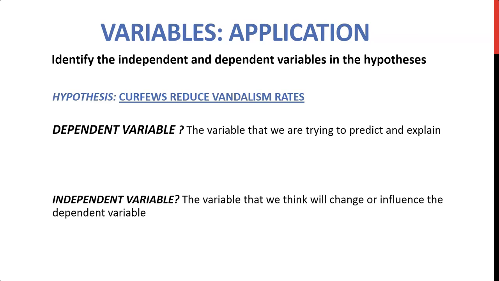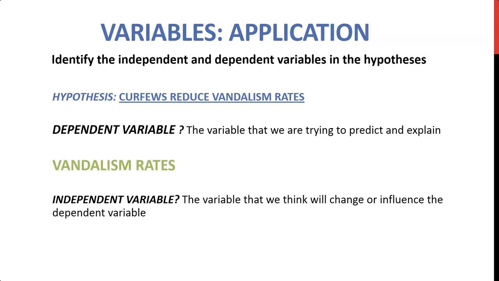So I want you to take a few minutes and think about that hypothesis. Based on that hypothesis, what would you identify as the dependent variable? That's the variable that we're trying to predict and we're trying to explain. And then identify what is the independent variable. What is the variable that we think will change or influence the dependent variable? Let's see if you were right.